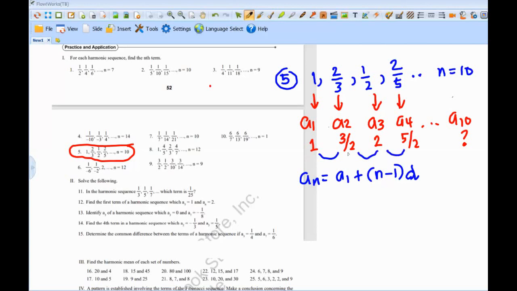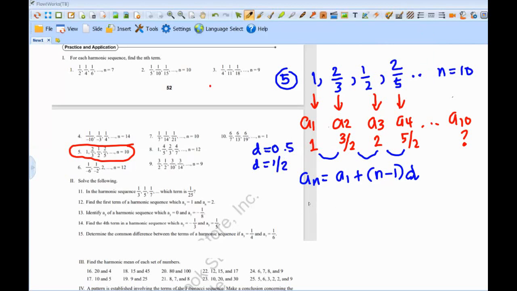So 3/2 minus 1 is what? Half. 2 minus 3/2 is half. 5/2 minus 2 is half. So the common difference is half, or 0.5. Okay? Or half. It's up to you.